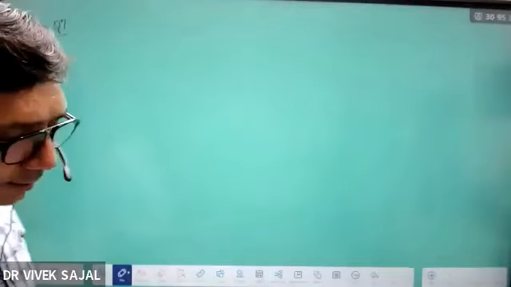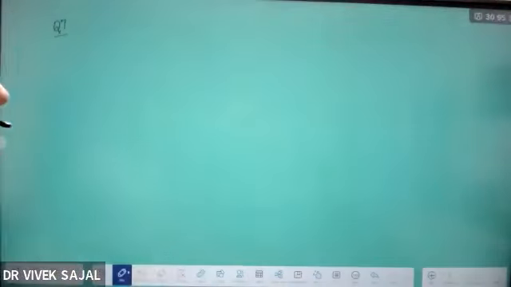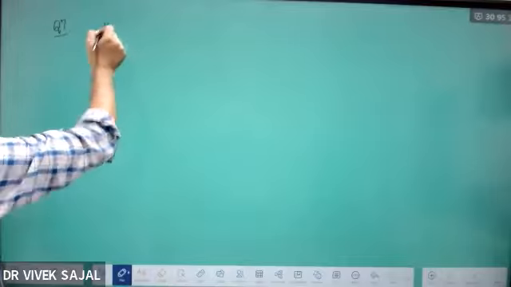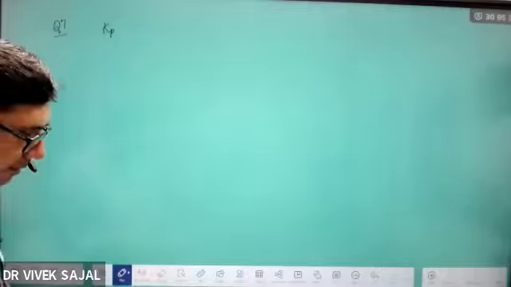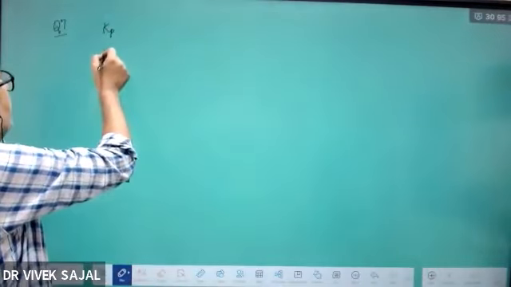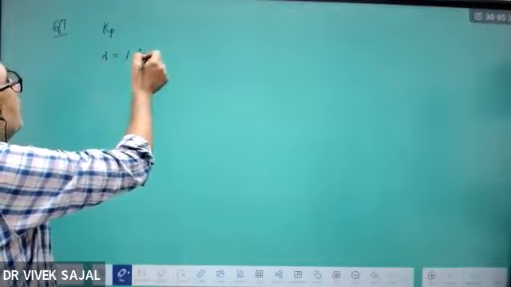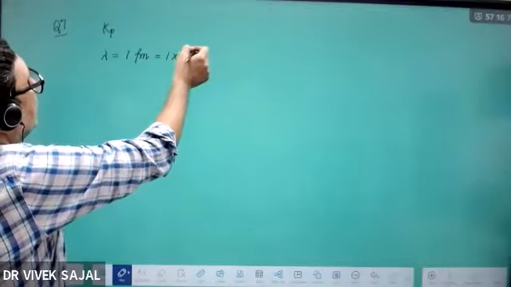Question number 7. Find the kinetic energy of a proton. So what do you have to find out? You want to find out the kinetic energy of the proton. This is our objective. Its de Broglie wavelength is 1 Fermi. Lambda is how much? 1 Fermi, or you can say 1 into 10 to the power minus 15 meter.